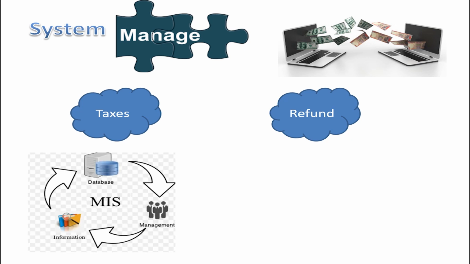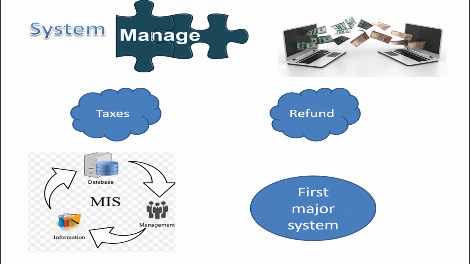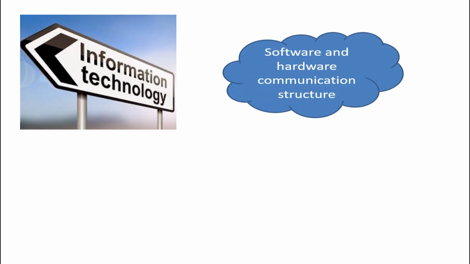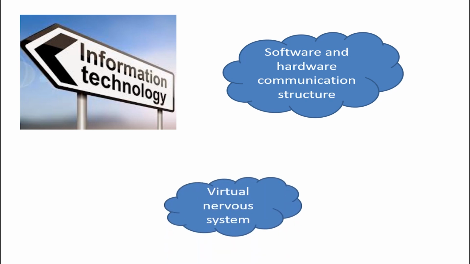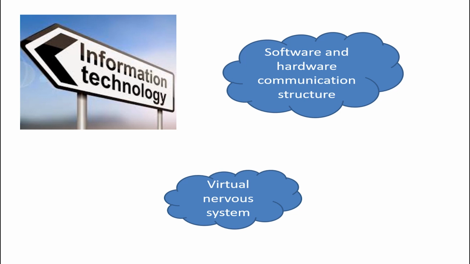MIS thus was the first major system of the information age. At present, the initial information technology, that is IT, is coming into universal use. And IT is now the category to designate any and all software, hardware, and communication structures that today work like a virtual nervous system of society at all levels.